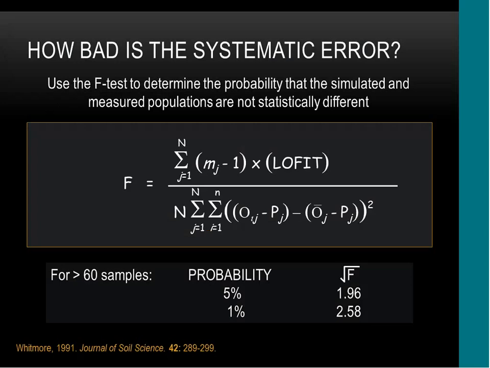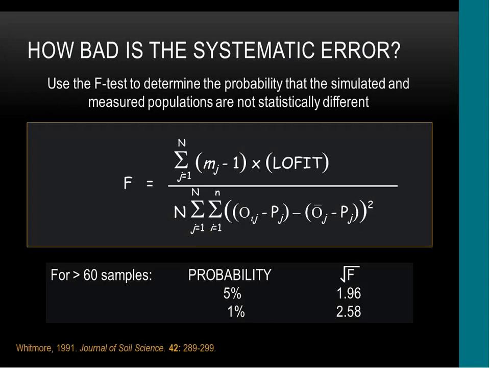So what it allows us to do is use an F-test to work out the probability that the simulated and measured populations are not statistically significant. So we're using an F-test there. As an example here, for 60 samples, for a probability of 5%, the F value that we'll be looking at is 1.96. And for a probability of 1%, we'd be looking for a value of 2.58.